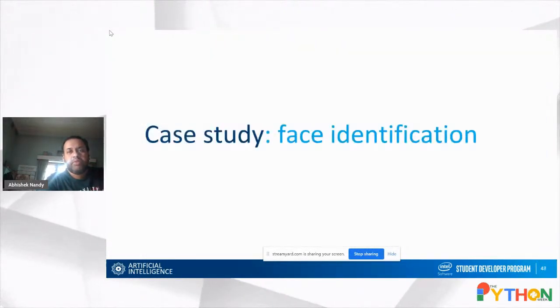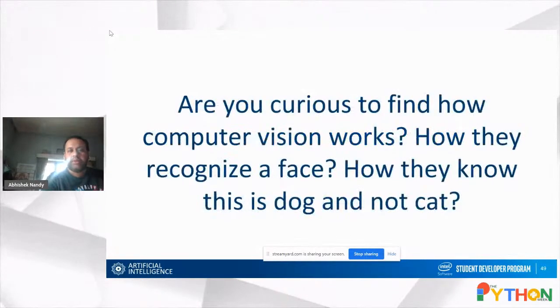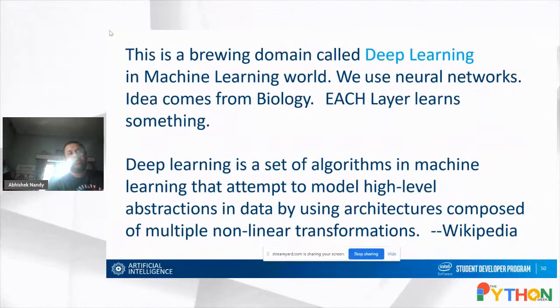Okay. So now if we move along, we have studied up to this point applications of machine learning. But there is a different kind of discovery that has happened, which is known as deep learning. And deep learning is like an advanced feature of artificial intelligence that has come into the picture. So face identification is one example of it. Here comes some of the questions that can be asked: are you curious to find out how computer vision works, how it recognizes a face, how it knows this is a dog and not a cat? So this is a brewing domain called deep learning in the machine learning world.